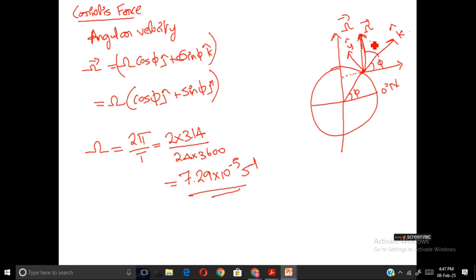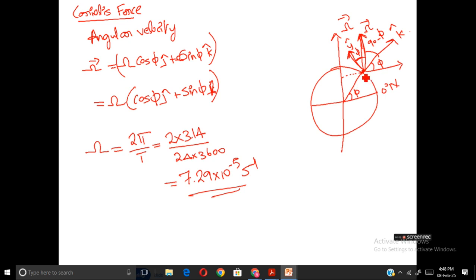So if this is phi, this will be 90 minus phi, and this will be phi. So along the y direction it will be cos phi j, and along the k direction it will be sin phi. This is the adjacent and this is the opposite side. I think the figure is clear now.